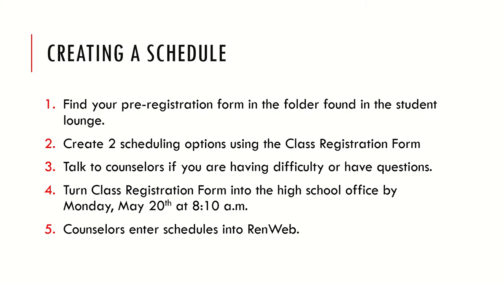To begin this process, you'll need to find a copy of your pre-registration form in a folder in the Student Lounge. This is the form you filled out in March telling us which classes you would like to take next year. The classes on this form, the ones you pre-registered for, are the ones you're able to put into your schedule. Next, you'll use the class registration form found either on the OneDrive link that's been emailed or in the main office and create two schedule options.